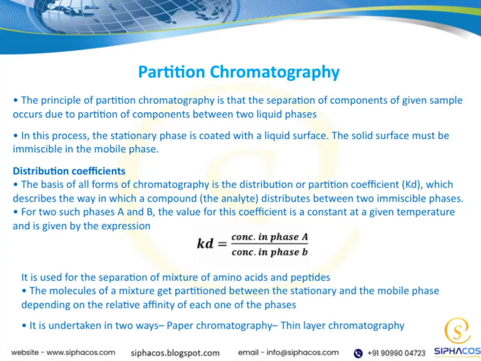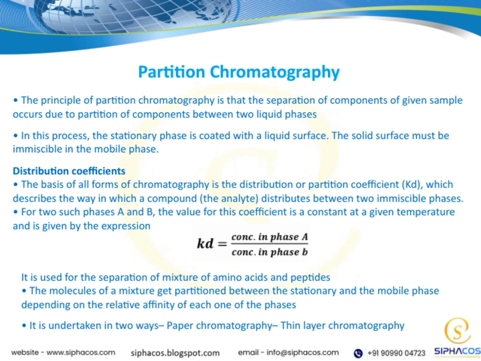This slide focuses on how chromatography is used to separate mixtures of amino acids and peptides. Essentially, the molecules in a mixture get divided between two phases, the stationary phase and the mobile phase, based on how much they prefer one phase over the other. The key idea here is that each molecule's affinity for these phases determines where it ends up during the separation process. We can perform chromatography in a couple of main ways. One is paper chromatography, and the other is thin-layer chromatography.